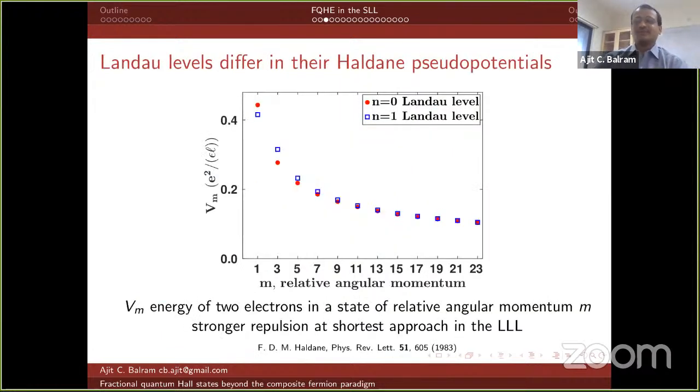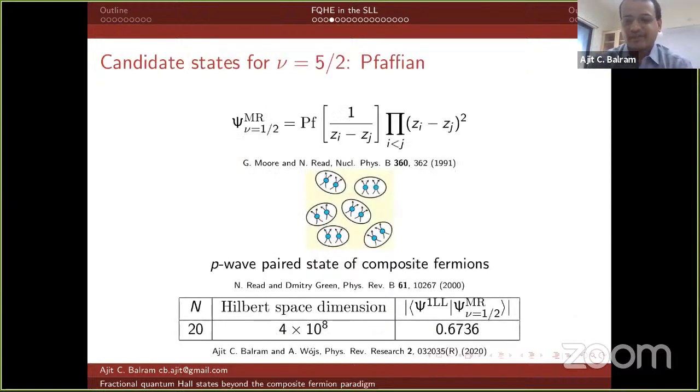Okay, so one can ask what actually is the difference between the lowest Landau level and second Landau level. It turns out that they differ in their Haldane pseudopotentials. If you look at the second Landau level, the pseudopotential is slightly less repulsive at short distances. And this actually gives completely different physics. For example, if you look at filling factor 1/2, one of the leading candidates to describe that state is the so-called Moore-Read Pfaffian state. And this can be thought of as a p-wave paired state of composite fermions.